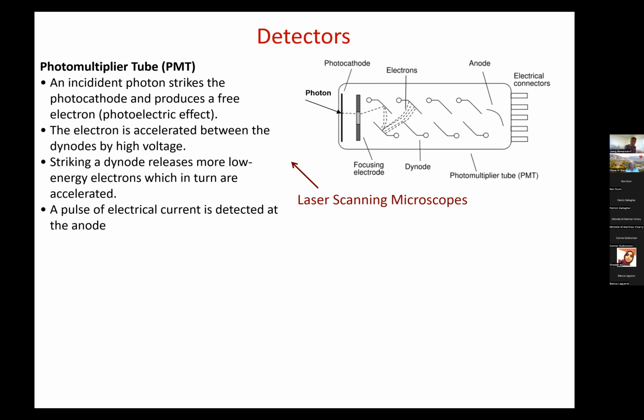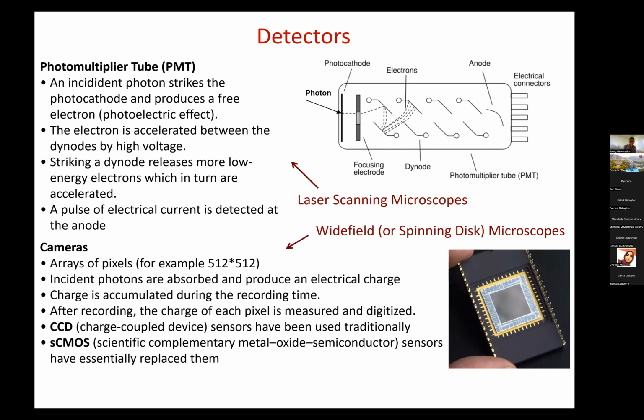So this electric current is what then the microscope is digitizing and displaying as your pixel intensity or the signal on your computer screen. So the second kind of detector that we use in these microscopes are cameras. And this is in particular used in the spinning disk microscope. And of course, it's also used in the regular wide field microscope. A camera consists of an area of pixels, for example, 512 by 512 pixels, or the new cameras have 2000 by 2000 pixels or so.